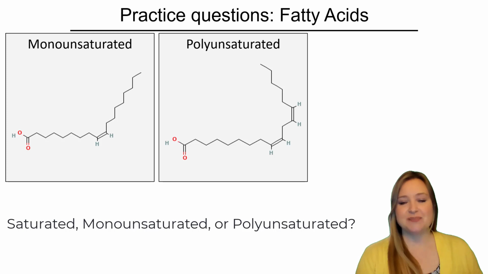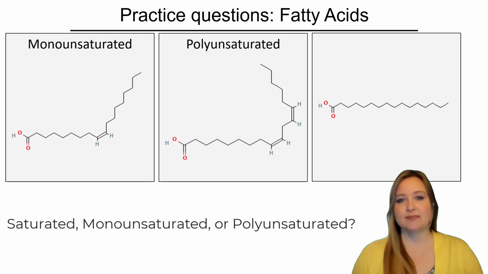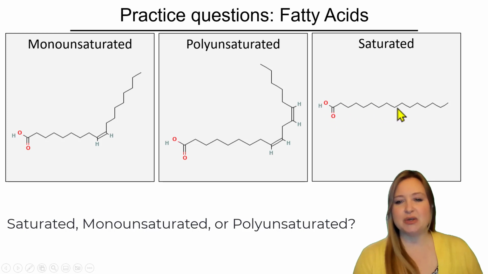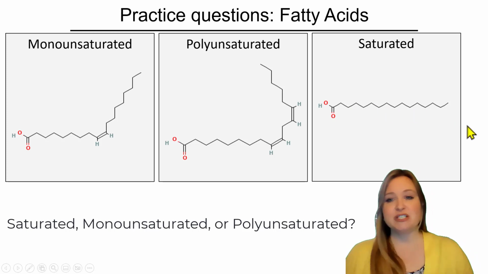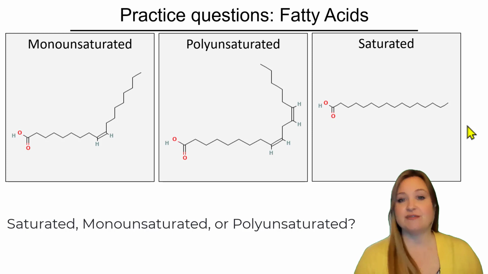Okay, last question. How about this one? Well, this is a saturated fatty acid. We have the carboxyl group over here, but then we see the rest of the molecule, there's just single bonds between each of those carbons. And because there's single bonds and no double bonds, we call that a saturated fatty acid.